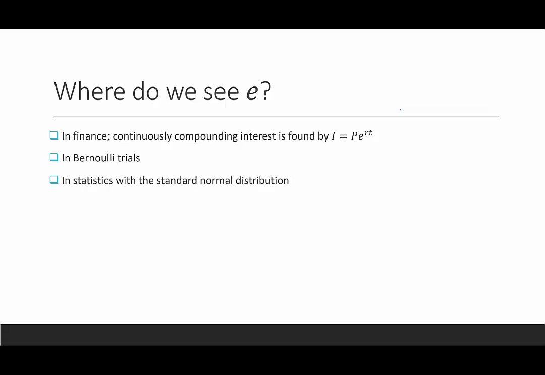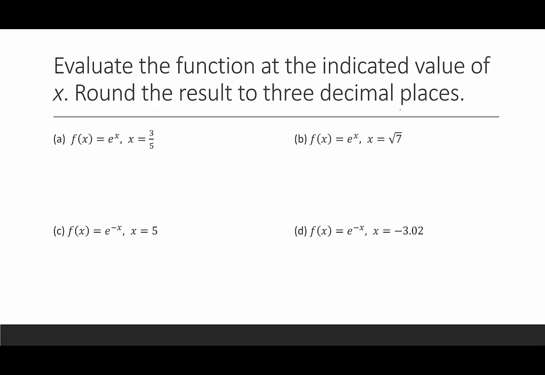In statistics, we see it with standard normal distribution. In optimization problems in calculus, you might come across this. On this slide, we're just going to look at examples of plugging in values for exponents of our natural base e. So we're going to see f of 3/5. This would be e to the 3/5.